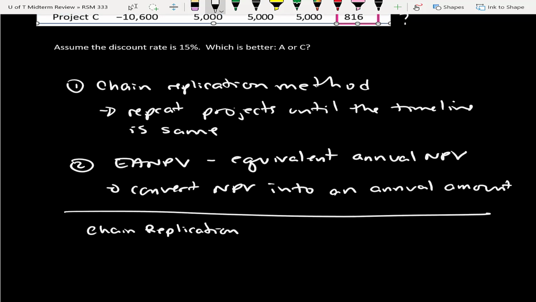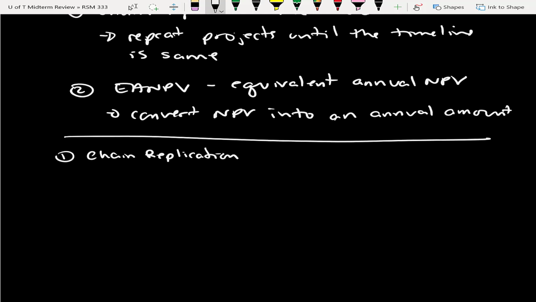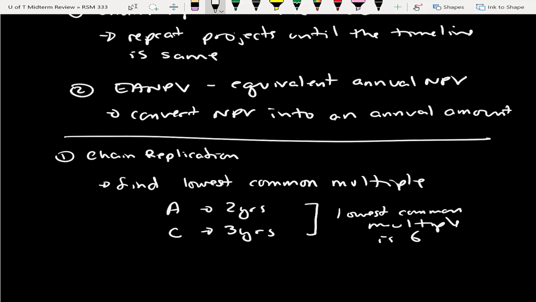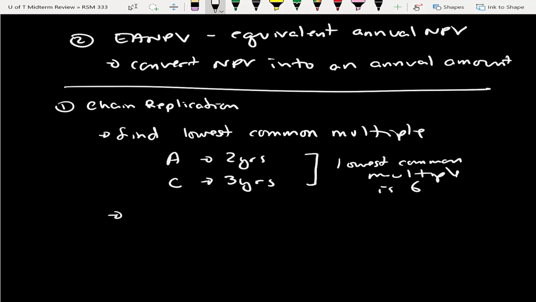So the chain replication method. In this example, you first will find the lowest common multiple. So this is like high school math. In this case, A is 2 years and C is 3 years. Therefore, the lowest common multiple of 2 and 3 is 6. Okay, so you keep repeating the project for 6 years until you get to 6 years.